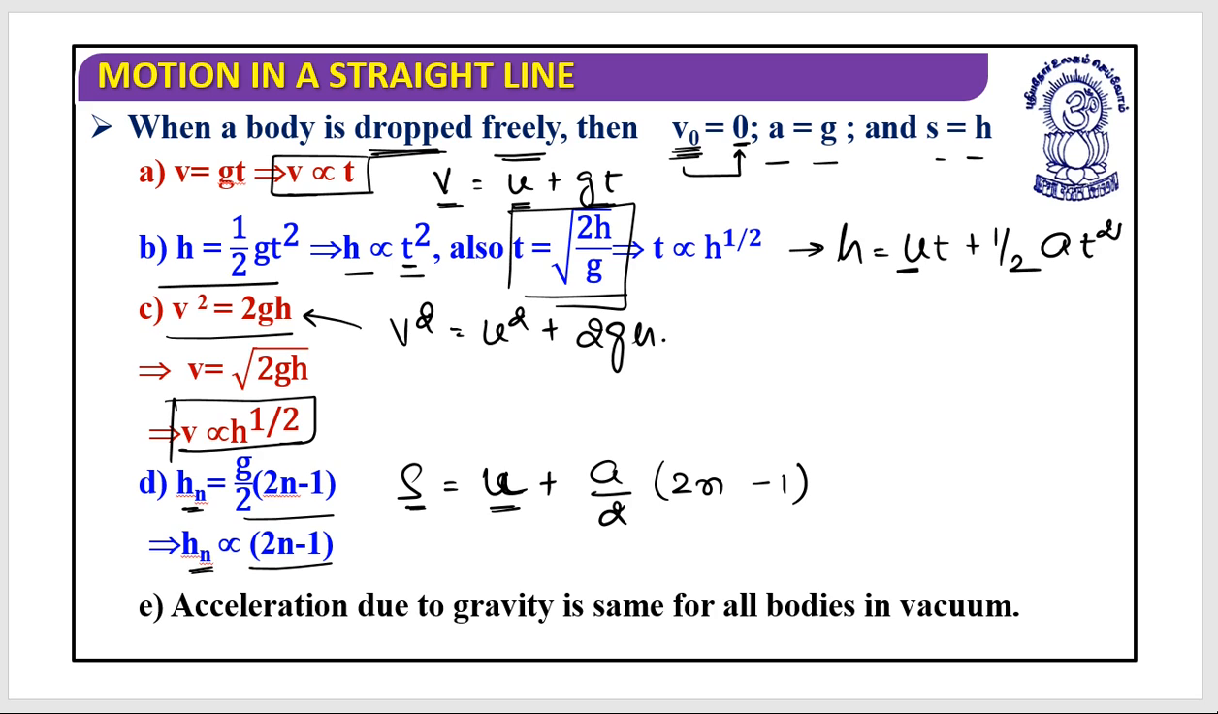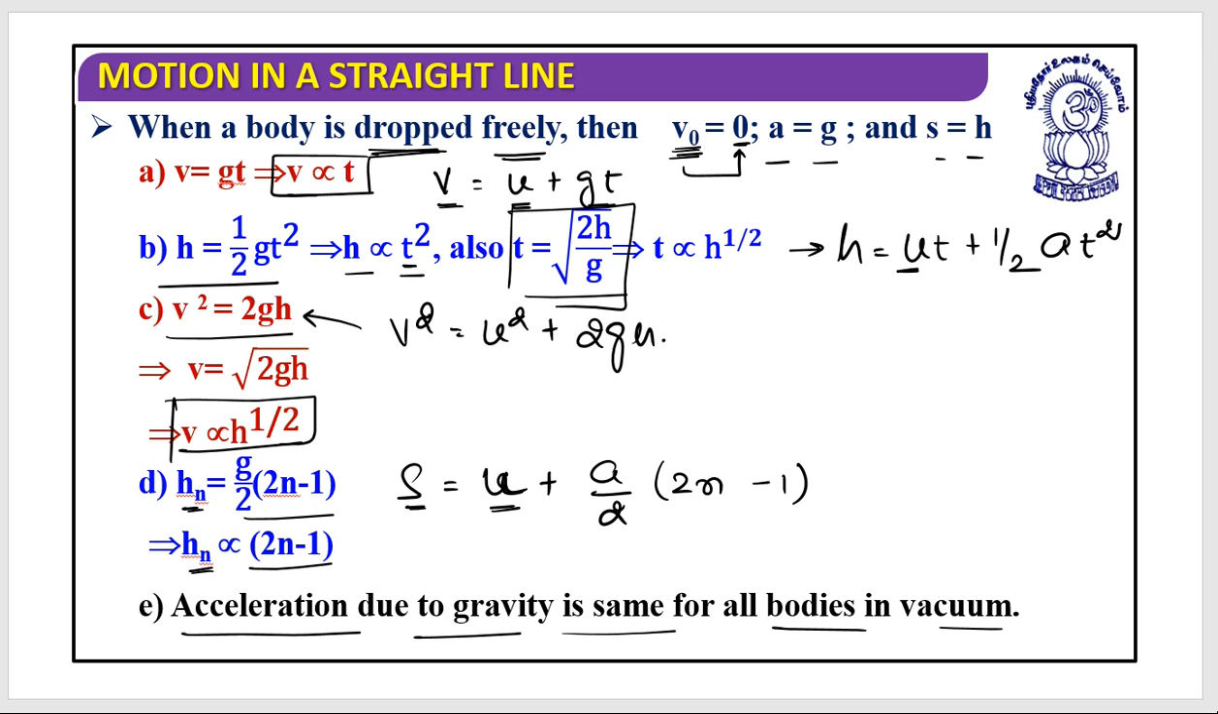Yes. One more very important point is that acceleration due to gravity remains the same for all bodies in vacuum. It doesn't change. There are options to change the g, and we are going to learn these things in the unit gravitation of class 11. But here in this case, we assume that g remains constant.